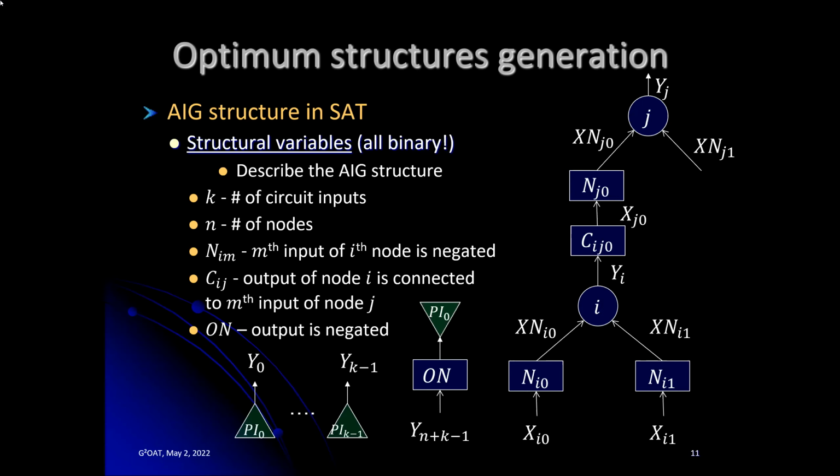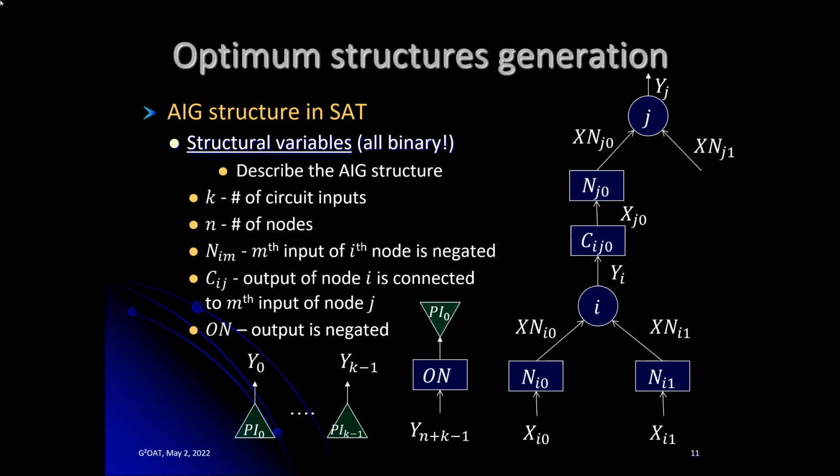So we say, if this variable is equal to 1, then the M input of the ith node is negated. For example, the connection, to describe what is connected to what node in an AIG. That means the information that the node I is somehow connected to the node J by that C. So if that Cij is equal to 1, we say left is basically a left parent of J. Yeah?